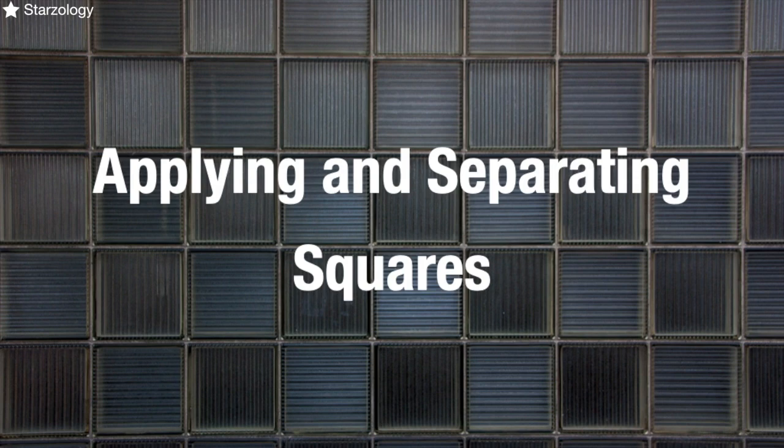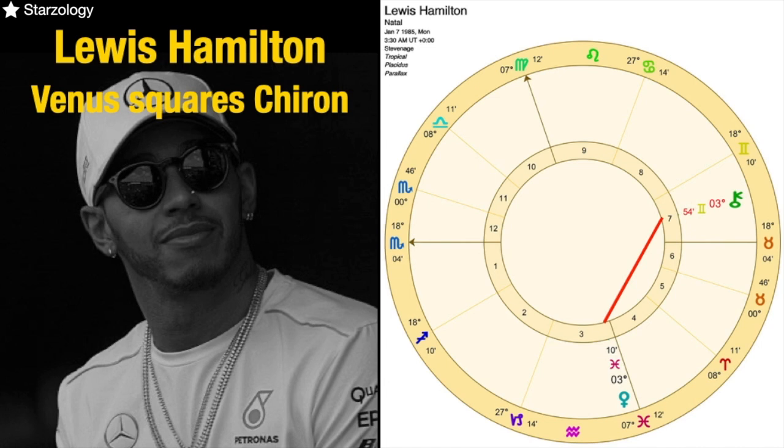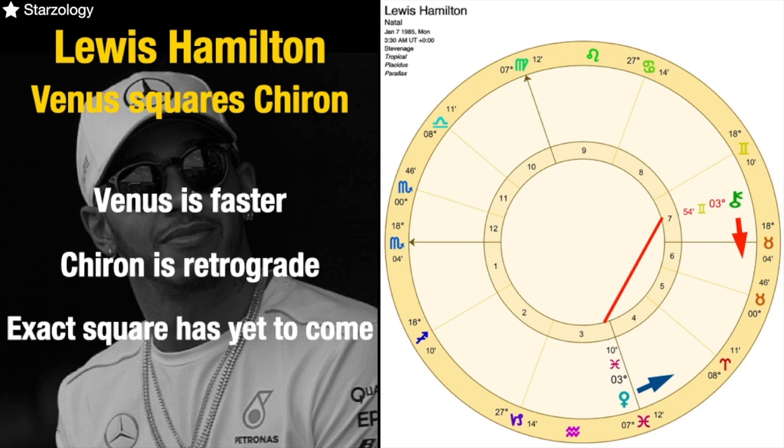Let's have a look at applying and separating squares with the chart of Lewis Hamilton. So he has Venus squaring Chiron. Venus is faster, but Chiron is retrograde. Because they are both at 3 degrees, we have to look now at the minutes, and we see that Venus is at 3 degrees 10 minutes, and Chiron is at 3 degrees 54 minutes. So what's going to happen here is that the exact square is yet to come because Venus is applying the square to Chiron, because Venus will go 3 degrees 11 minutes, 3 degrees 12 minutes, ultimately 54 minutes, and form the square to Chiron. So this one is applying.